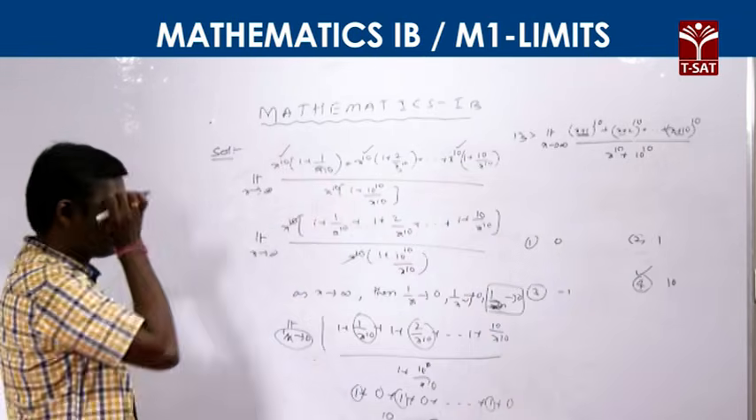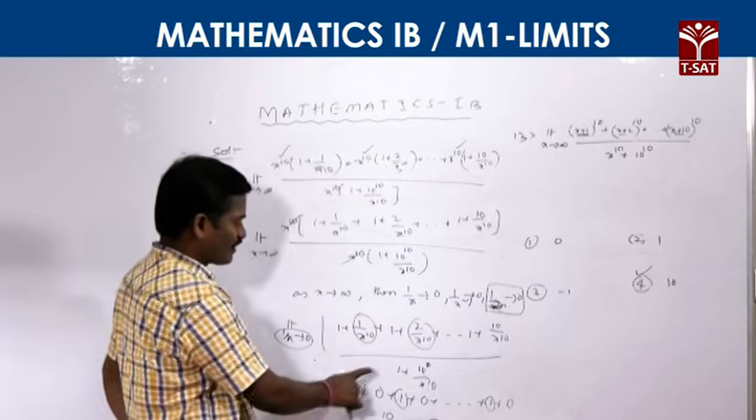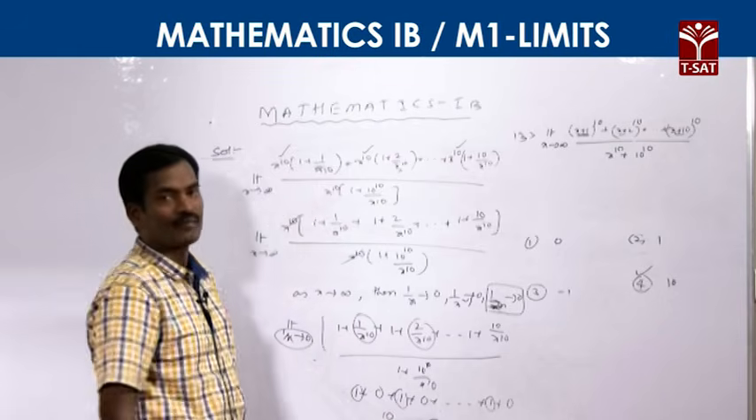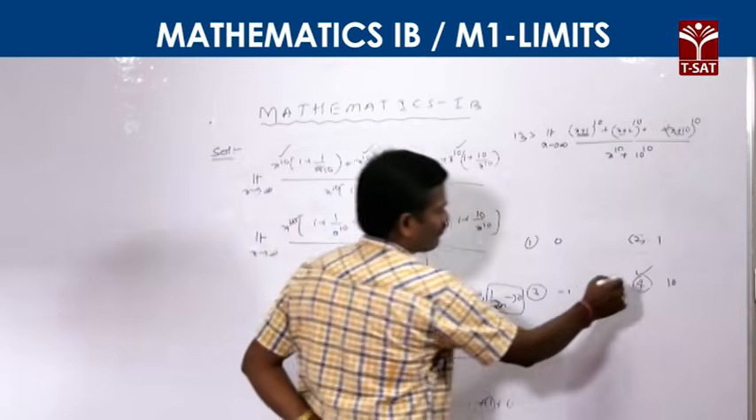So in total we have 10 terms: 1 plus 1 plus 1 plus 1 up to 10 terms. So the numerator answer is 10, the denominator answer is 1. So the answer is the fourth option, 10.